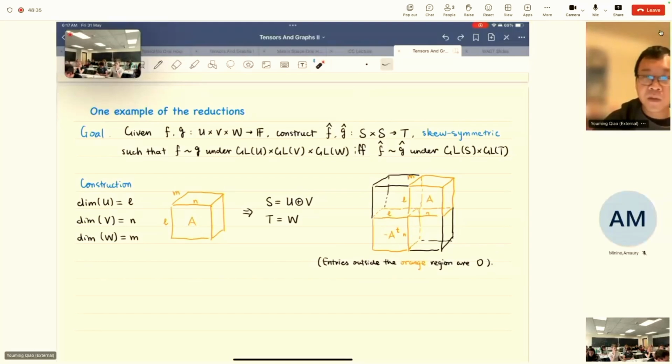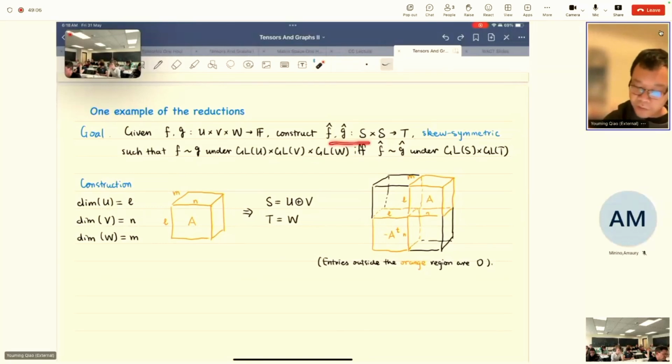Okay, so let's see. If you think about it, you will probably see that there should be some very natural construction. Why is that? Because if you start from F, right, then you fix spaces for U, V, W, and you know that at the end of the day, this F will be a 3-way array. Let's call it A. And if the dimension of U is L, dimension of V is N, dimension of W is M, you have an L by N by M 3-way array.